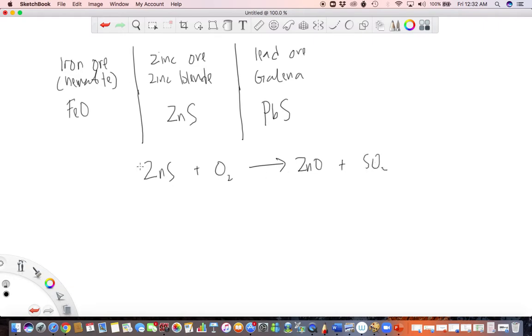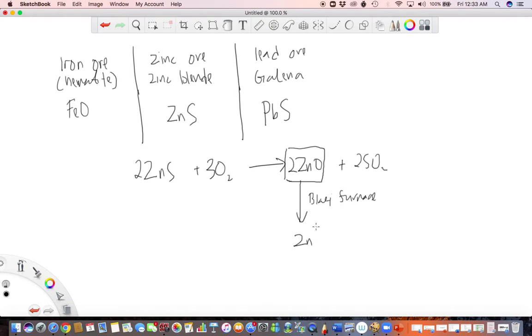Now of course we need to balance this, so it's a 2, it's a 3, and it's a 2, and it's a 2. Okay, so you can see here the main product is zinc oxide. Zinc oxide now can be put through a blast furnace, which is very similar to the blast furnace process that we saw for iron extraction, and that should give us zinc.